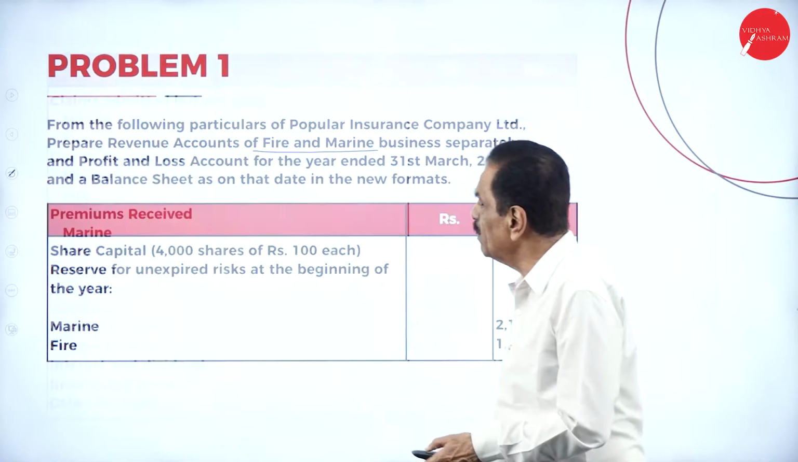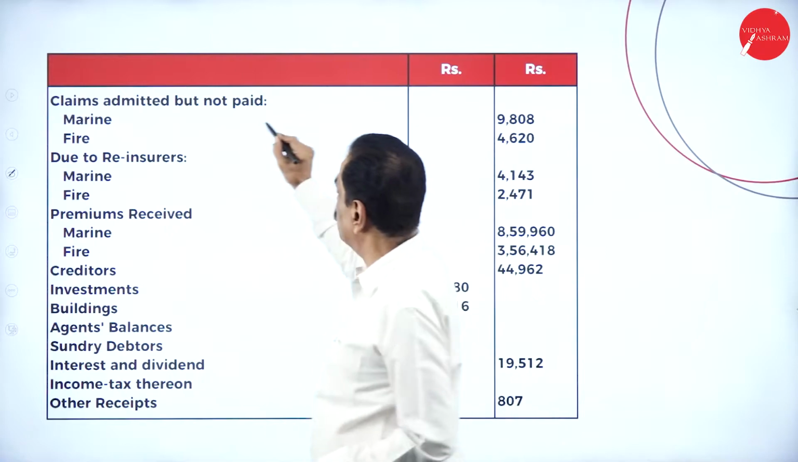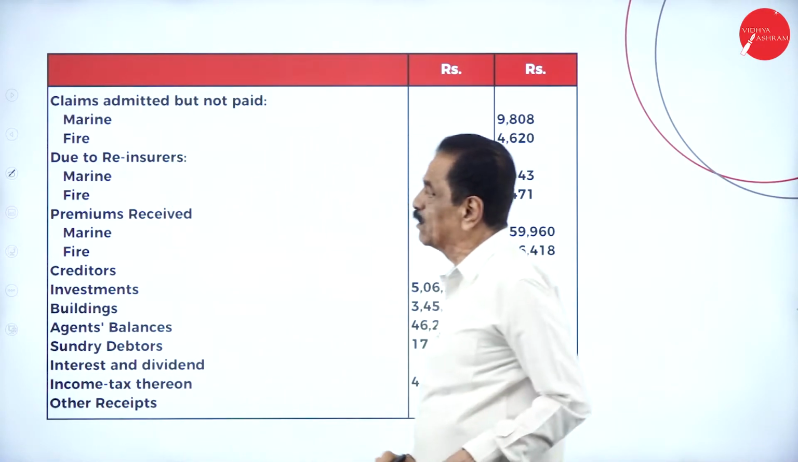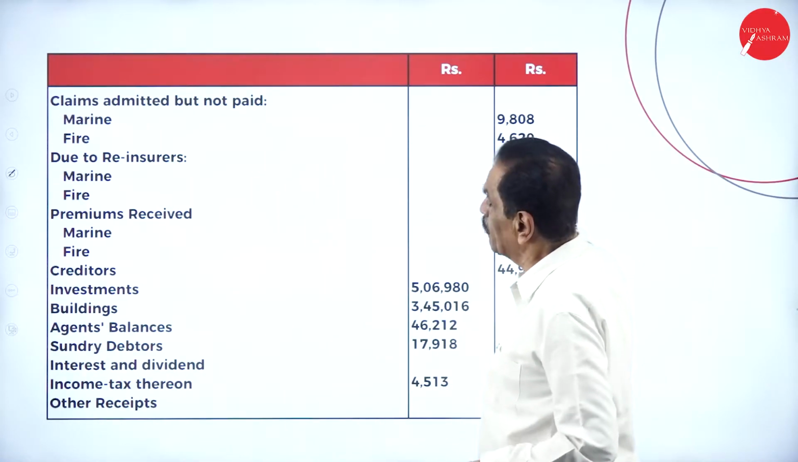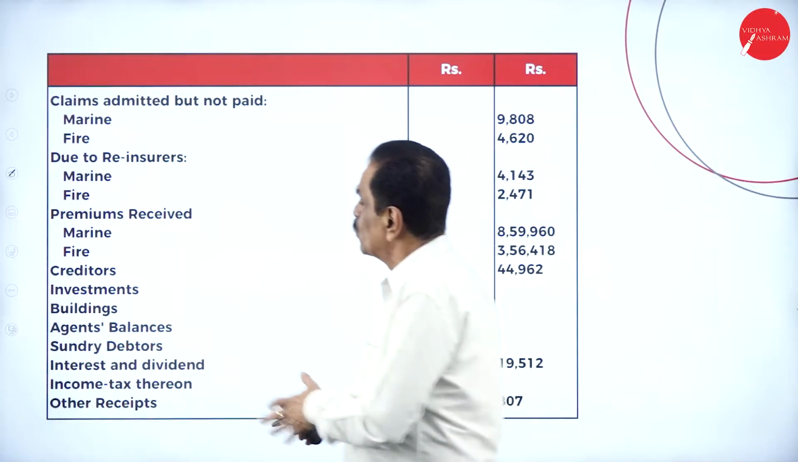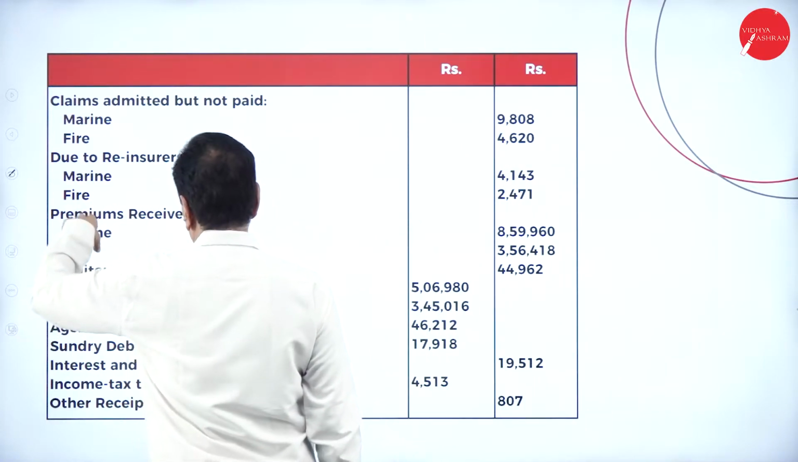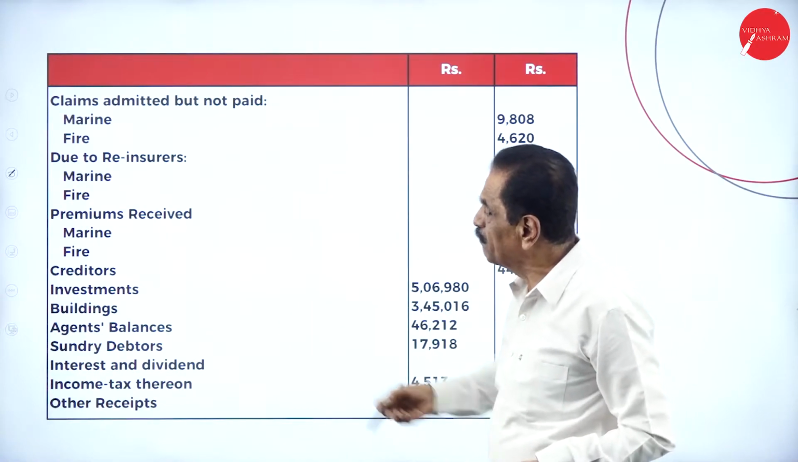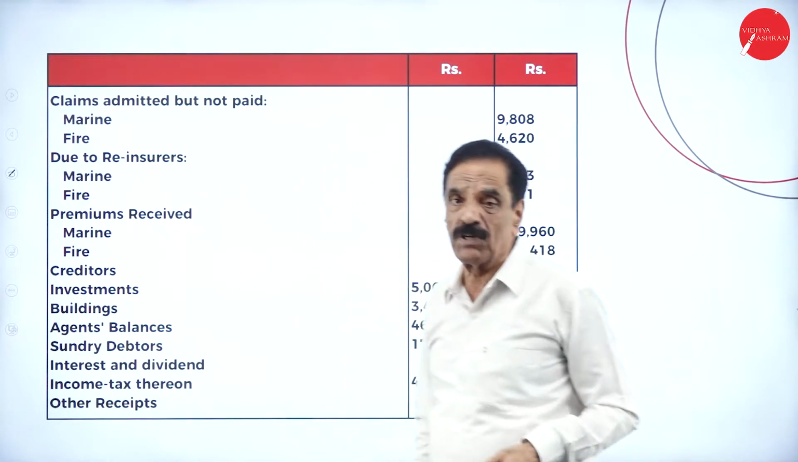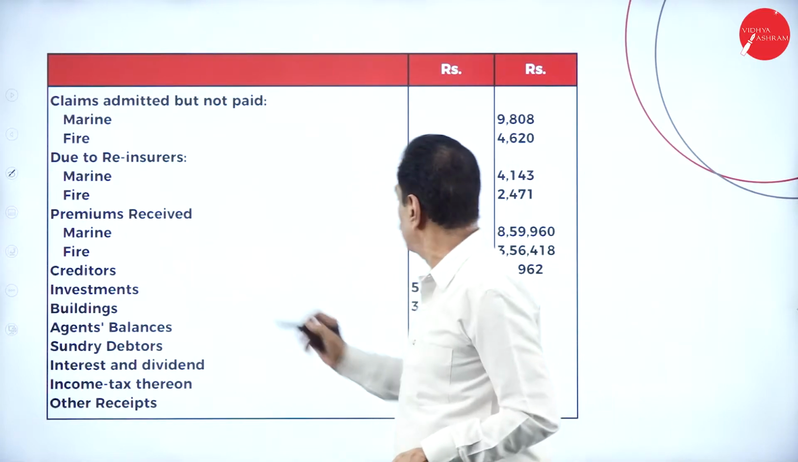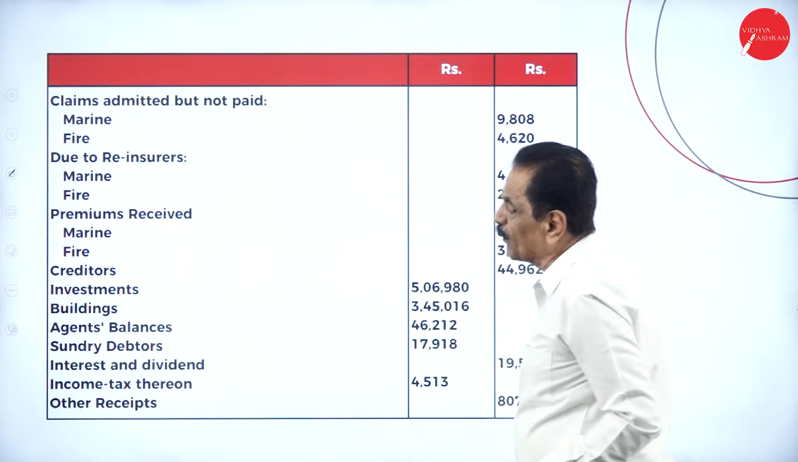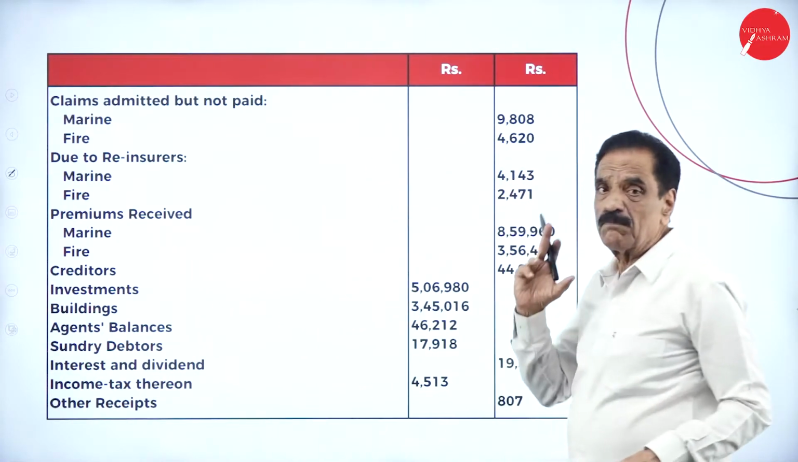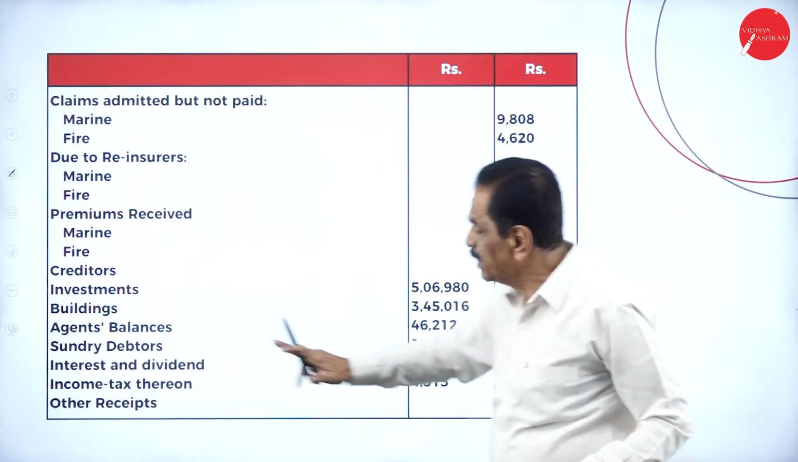So we'll move on. Then claims admitted but not paid is outstanding to be paid. This will come on the liability side of the balance sheet. Due to reinsurers, which we have to pay on the claims admitted but not paid. We have not yet paid. Premium received will come under schedule number 1. Creditor will come on the liability side of the balance sheet.